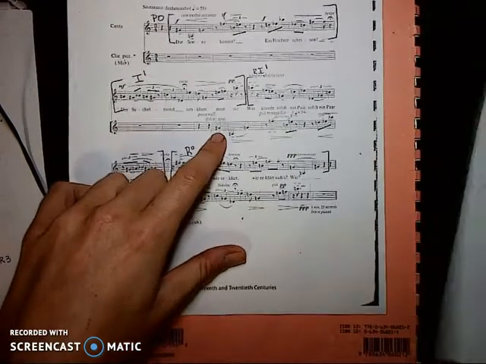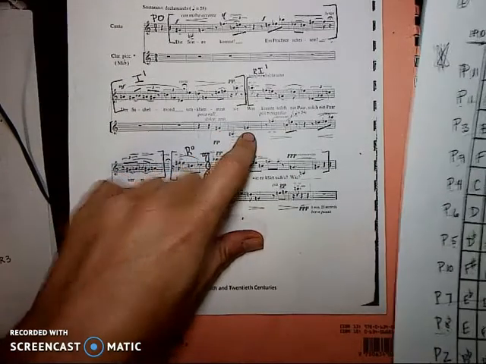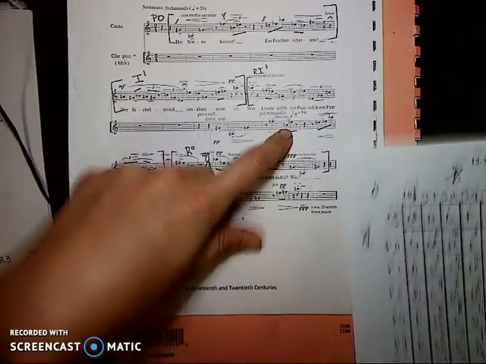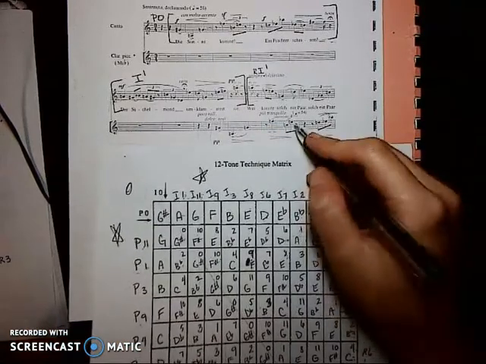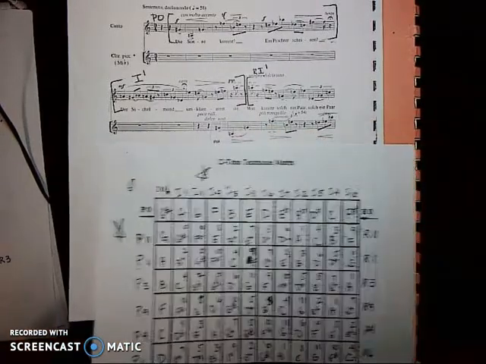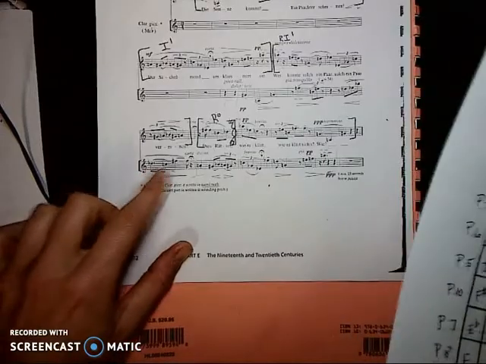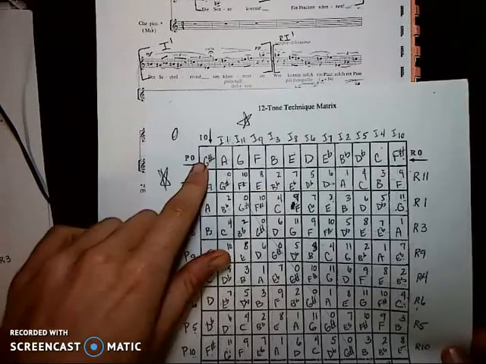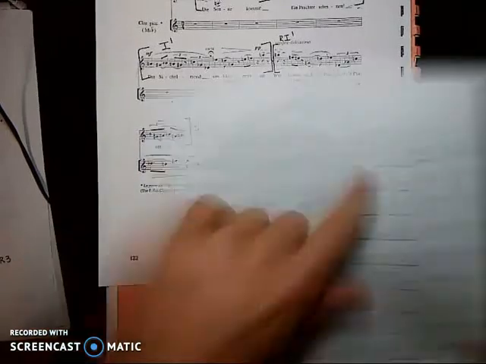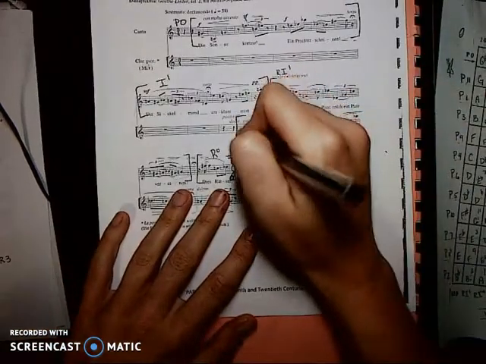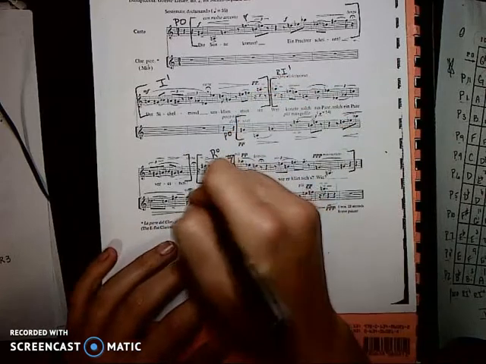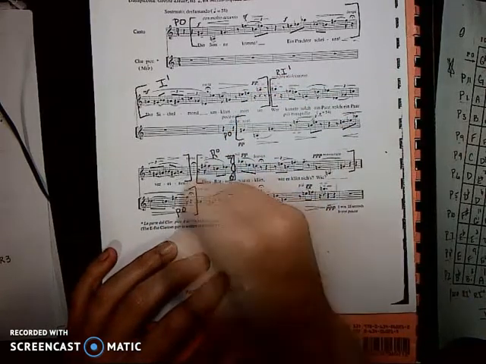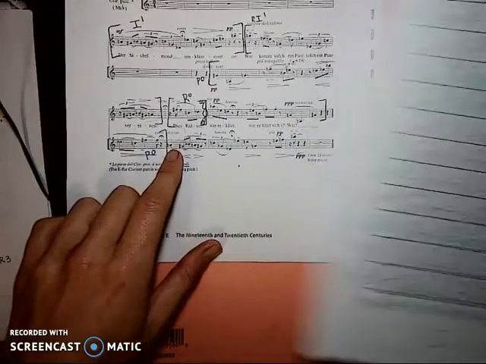Okay, we have G sharp, A, G natural, F, B, E, D, E flat, B flat, D flat, C, F sharp. That matches exactly P0. Okay, so we're going to bracket those, label them P0. Okay, and then look at the rest of this clarinet part.